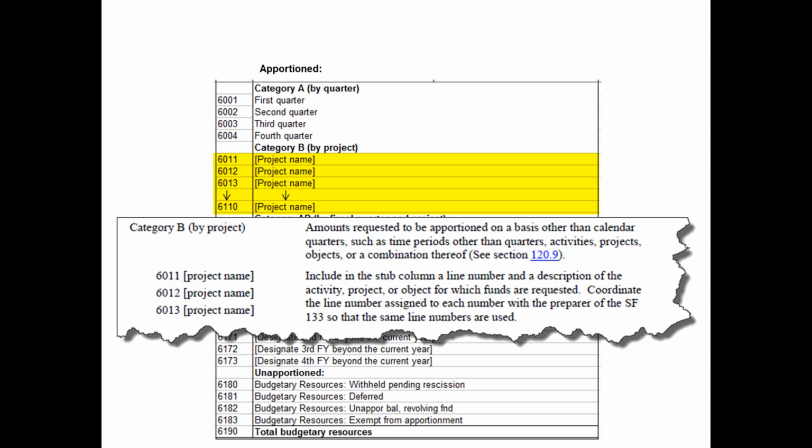The Category B section, made up of lines 6011 through 6110, apportions on a basis other than calendar quarters, such as time periods other than quarters, something I've never seen, activities, projects, objects, or a combination. Major grant programs are frequently apportioned as Category B lines. It's important to understand that each Category B line is a separate apportionment control.